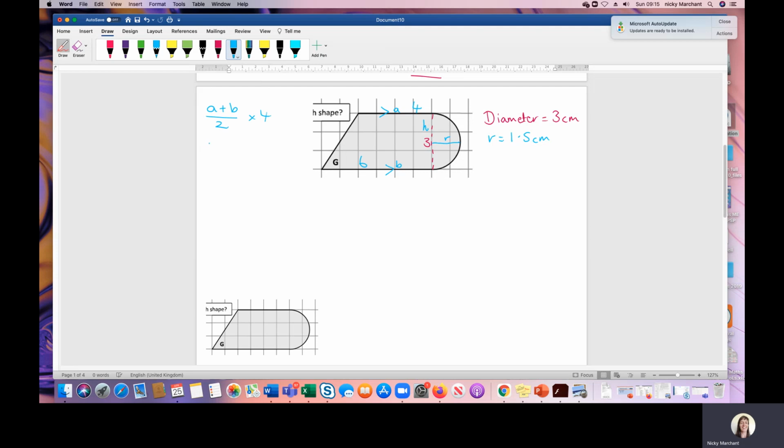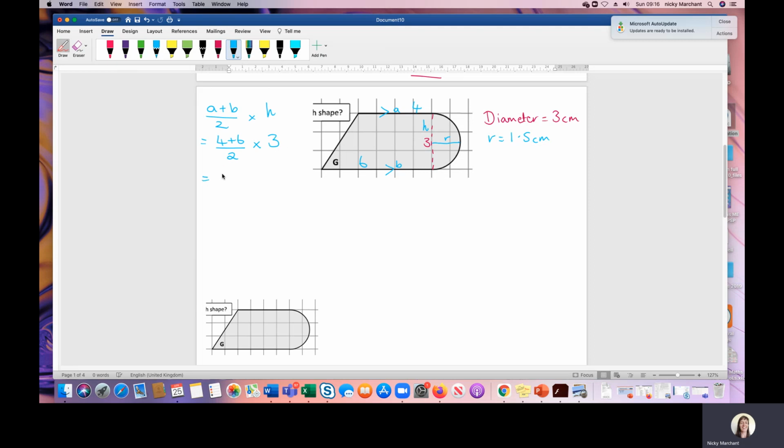So I should put the height there, right? Just to make sure you've got the formula: times the height. Substituting in, 4 plus 6, divided by 2, times that height, which is not 4 even, it's 3. I'm getting confused with my numbers here, so go check the diagram. That's why it's good to always write on the diagram, so you've got something to refer back to.